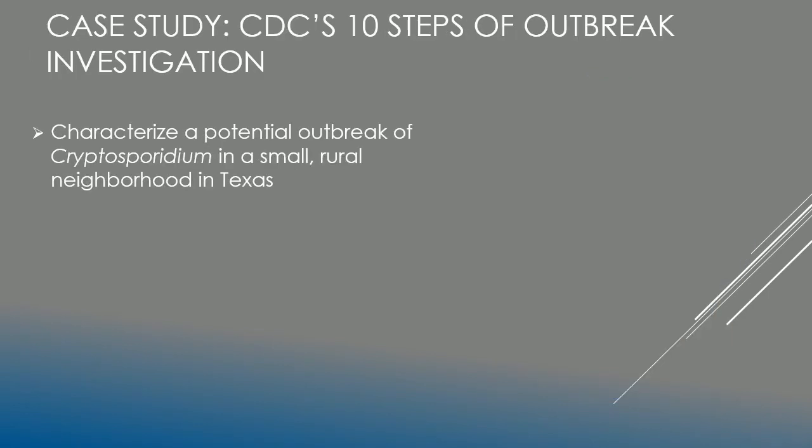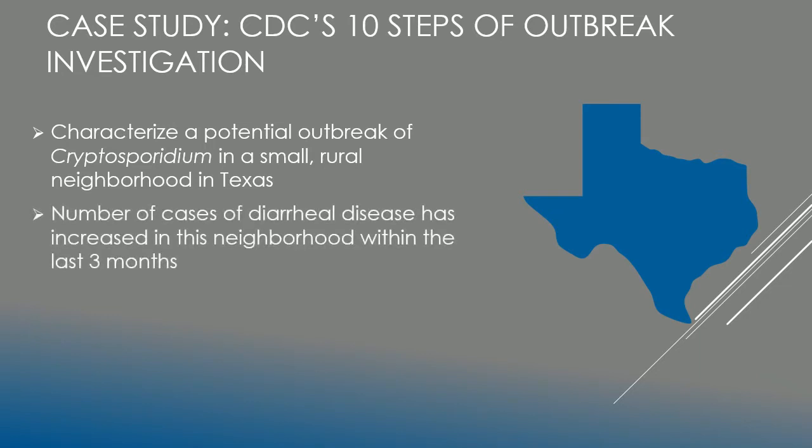The case study presented is to characterize a potential outbreak of Cryptosporidium in a small rural neighborhood in Texas using the CDC's 10 steps of an outbreak investigation. The number of cases of diarrheal disease has increased in this neighborhood within the last 3 months, as reported by physicians at a local hospital.